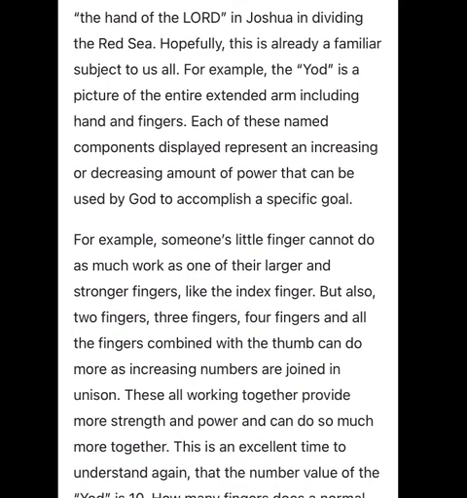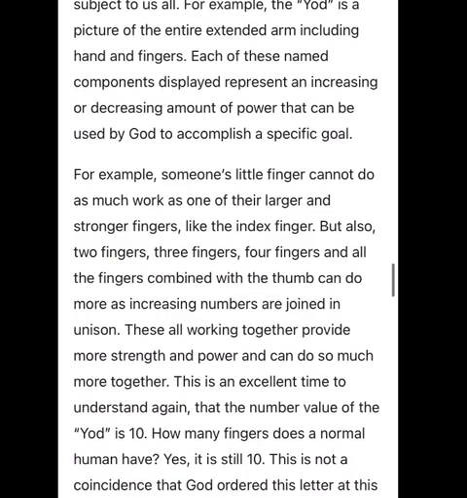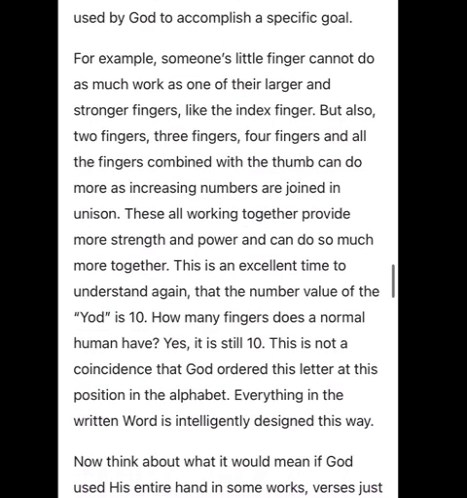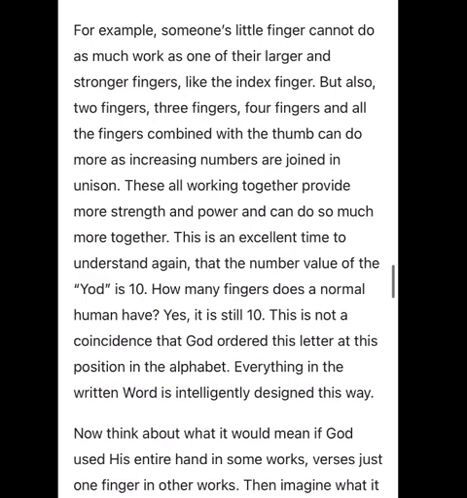For example, the Yad is a picture of the entire extended arm, including hand and fingers. Each of these named components displayed represent an increasing or decreasing amount of power that can be used to accomplish a specific goal. For example, someone's little finger cannot do as much work as one of their larger fingers, like the index finger. But also, 2 fingers, 3 fingers, 4 fingers, and all the fingers combined with the thumb can do more as increasing numbers are joined in unison.